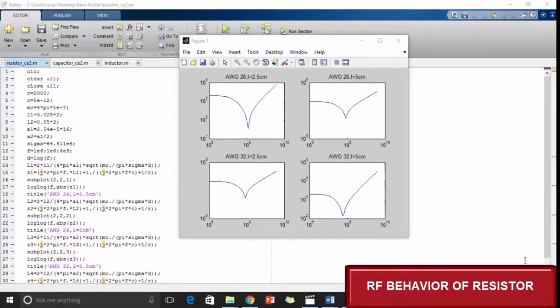This is the plot of the absolute value of impedance of the resistor plotted versus the frequency. Now here we can see this line is the ideal resistance, this is the capacitive effect, and this is the inductive effect. These effects vary according to the AWG and length. You can see that for different AWG and length values, we are getting a different frequency response. This is all about the RF behavior of resistor at high frequency.